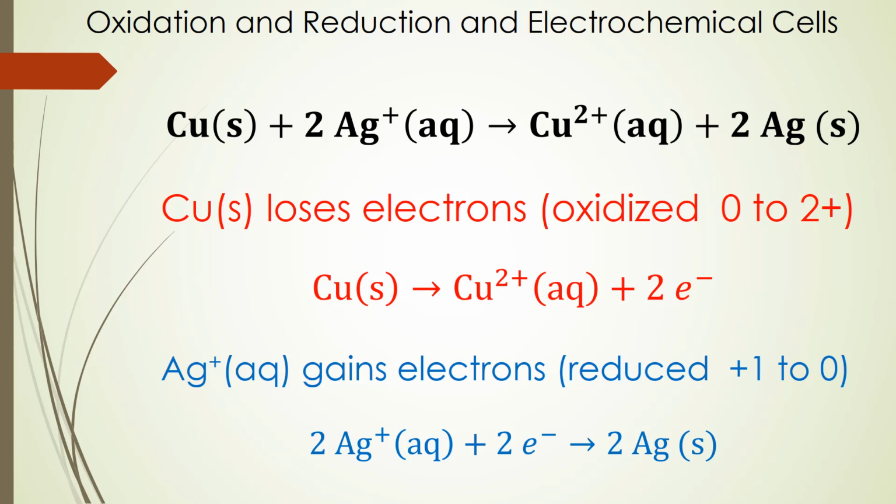And you can see the half reactions here. Copper solid goes to copper ions plus 2 electrons. And for silver, in the reduction reaction, we start off with ions already oxidized in solution. We add 2 electrons, that's our reduction, and we're going to end up with silver metal.